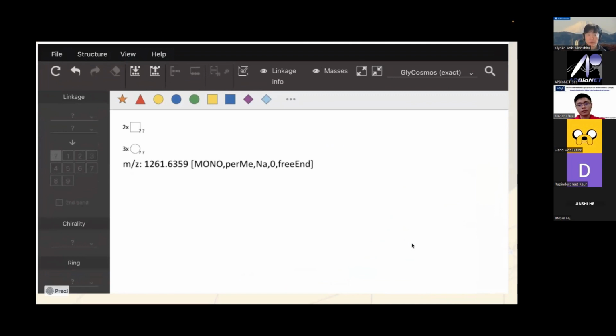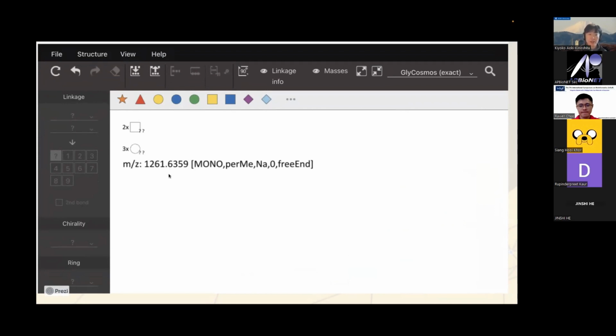And of course, literature information. The other drawing tool is called Glycan Builder, which is a little bit more complex. It's more for the technically inclined, those who are more familiar with glycosylation. For example, if you want to input a composition, this is not possible in the Sugar Drawer tool, but in Glycan Builder you can do so.